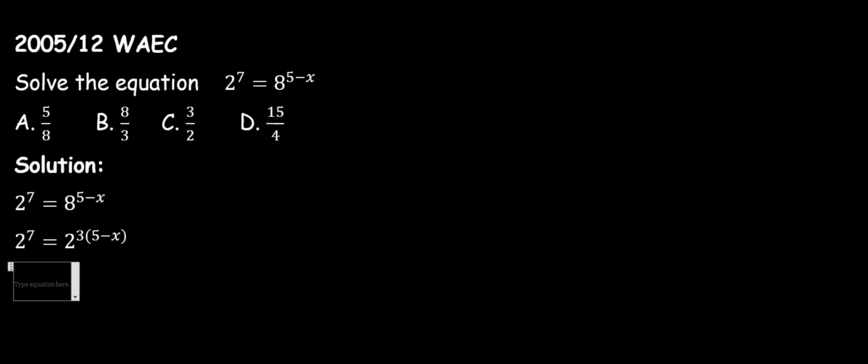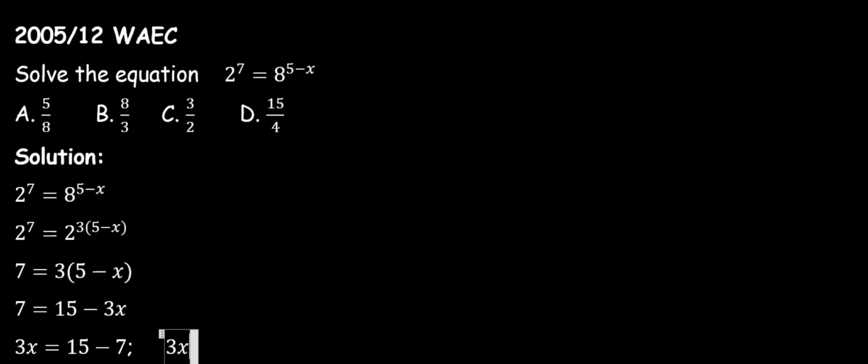7 will now be equal to 3 into bracket 5 minus x. Then we close the bracket. Opening up the bracket, we now have 7 equals 15 minus 3x. We collect like terms together. 3x will now be equal to 15 minus 7. 3x will be equal to 8. Making x the subject of the formula, x will now be equal to 8 over 3.